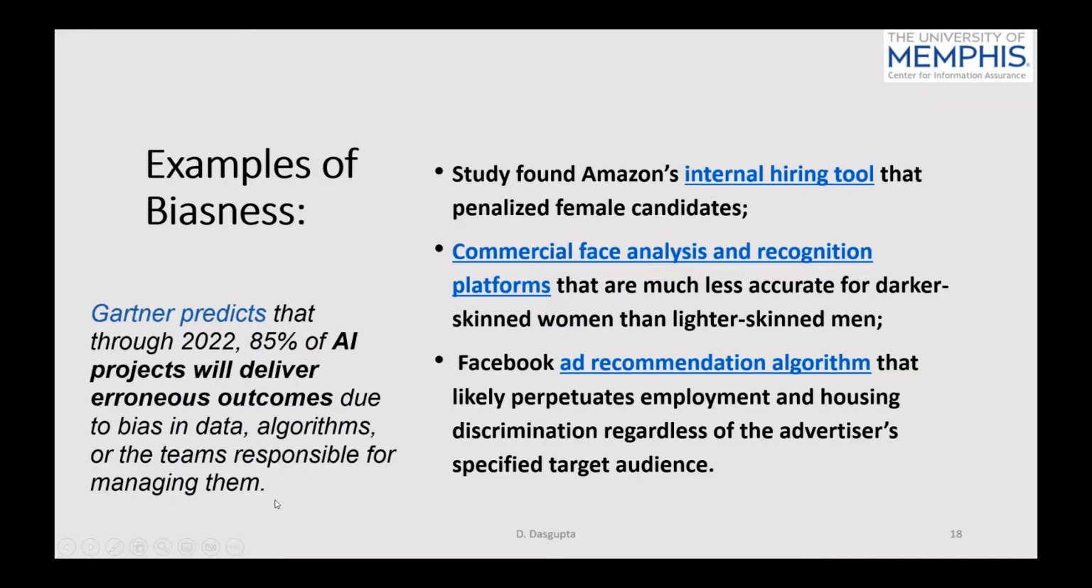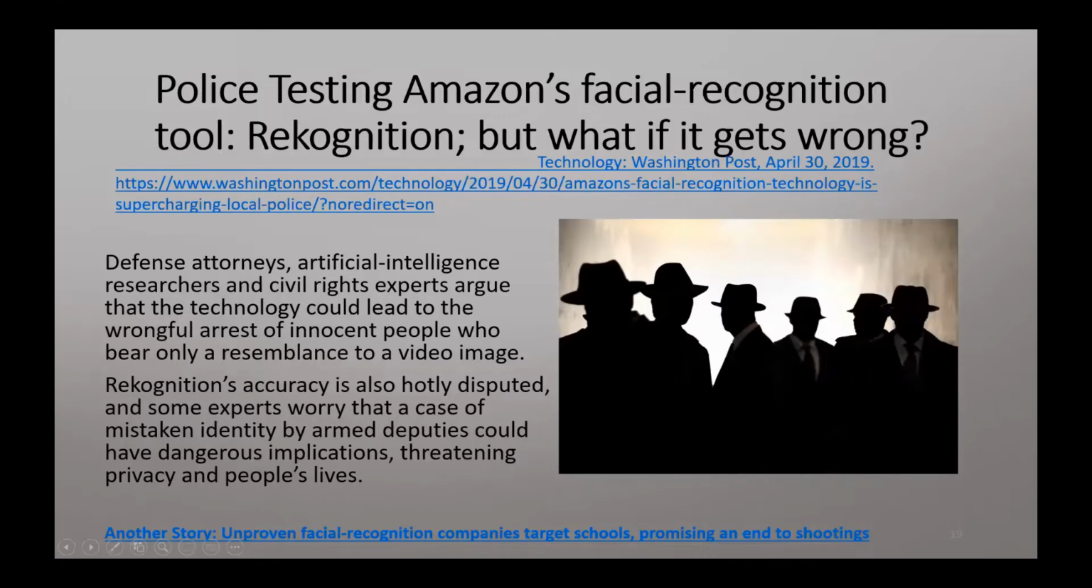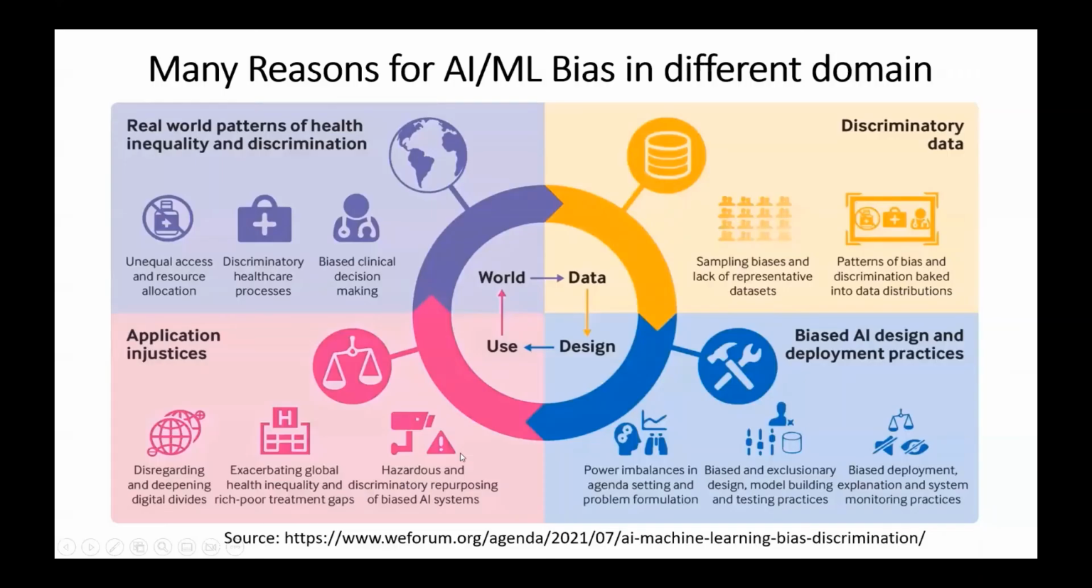So bias here is an example that police testing Amazon's face recognition tool, Rekognition, but it shows that it sometimes takes wrong decisions, and that's disputed. So if we put everything together, this is how the biasness situation is. As you can see, the many reasons for AI ML bias in different domains.